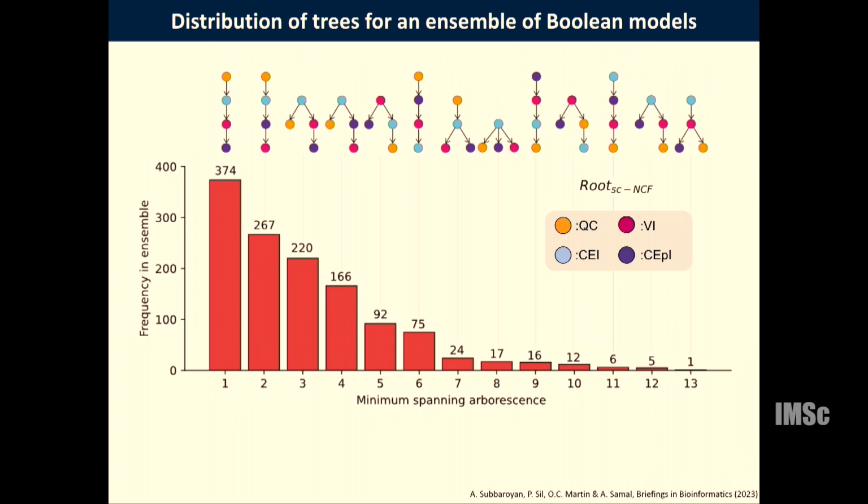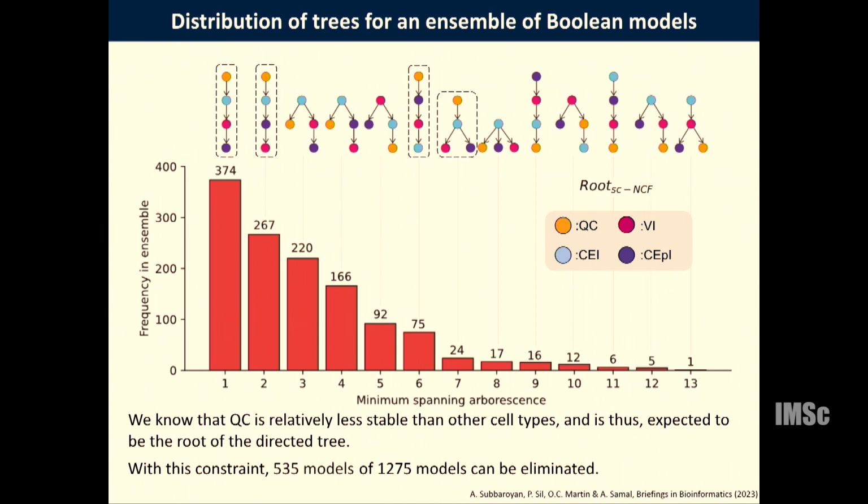And you can see there are 13 different trees which we see across the 1 to 75 models. From this tree itself, you can exclude some models which do not comply with the known biology. We know that the quiescent center has to be the least stable, so it has to be on the top of the tree. So this QC. Of the 13, you can now restrict to the 4 which are shown. The remaining models can be excluded.